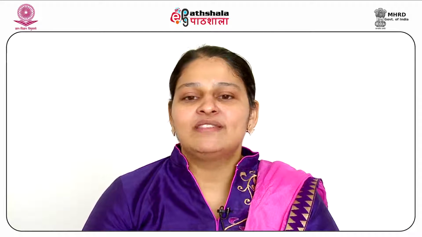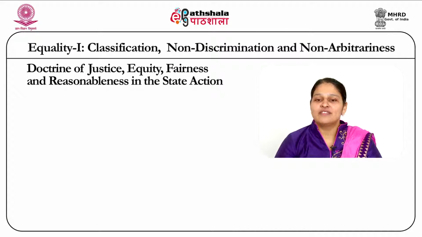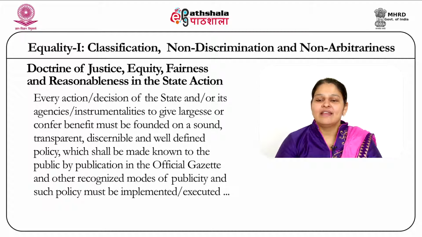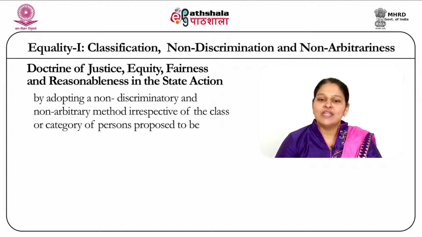There are three aspects of this dimension. The first aspect is that the doctrine of justice, equity, fairness and reasonableness should be applied in the state action. This doctrine implies that every action of the state and its agencies or instrumentalities to give or confer benefit must be founded on a sound, transparent and well-defined policy which shall be made known to the public by publication in the official gazette and other recognized modes of publicity, and such policy must be implemented and executed by adopting a non-discriminatory and non-arbitrary method irrespective of the class or category of persons proposed to be benefited by the policy.